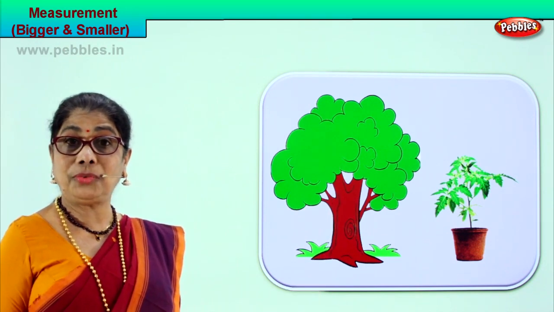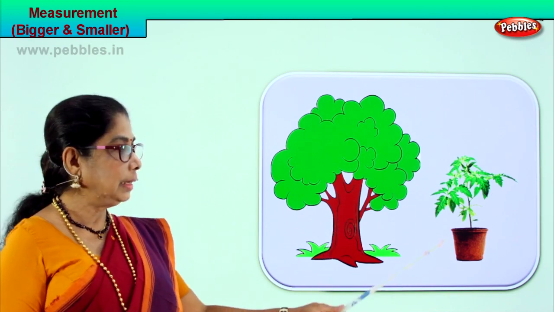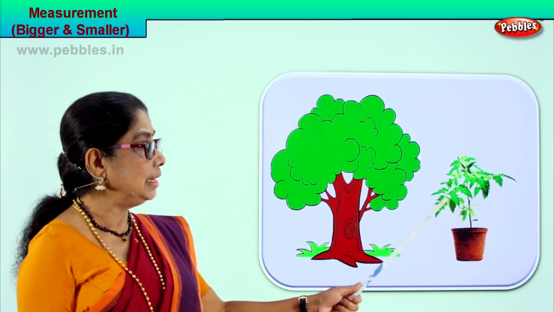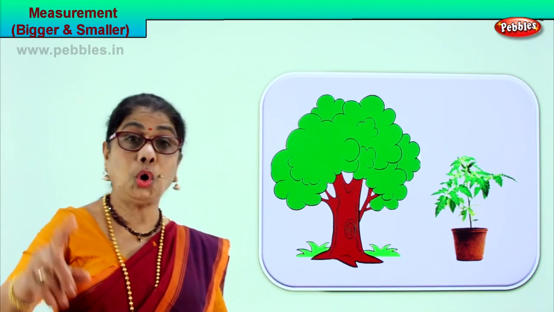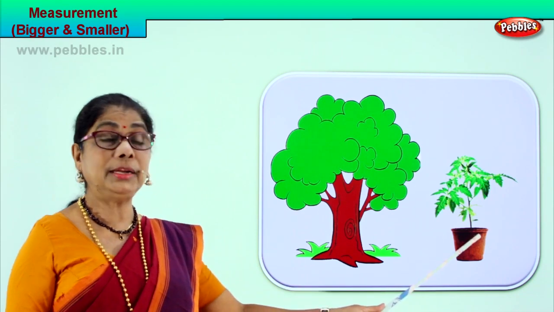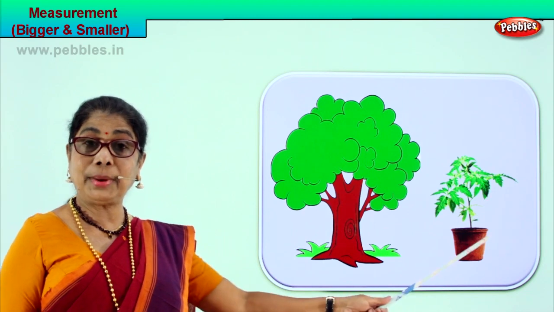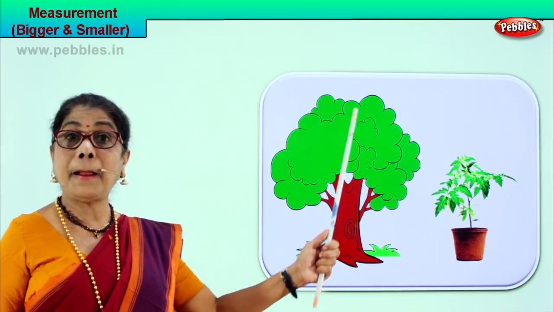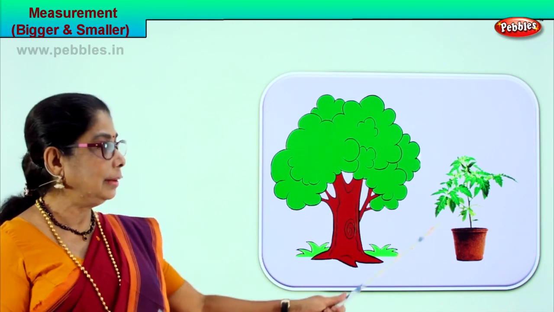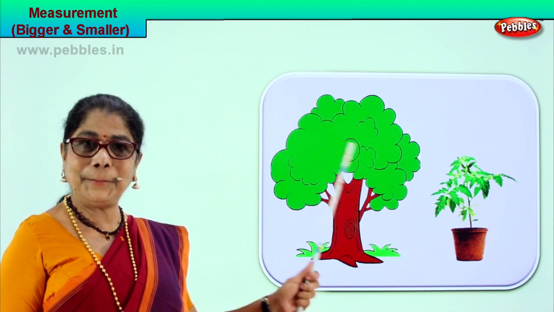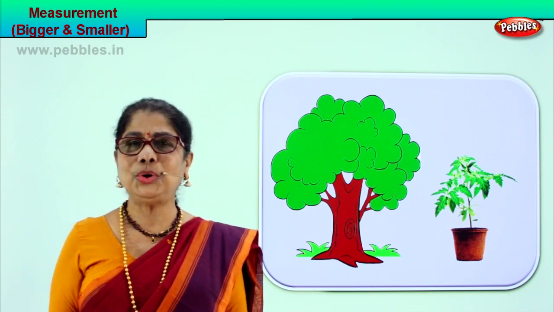This is a big tree. So we say this tree is bigger than this plant or this tree. This is the neem tree, tomato tree. This tree is bigger than this, or you say this plant is smaller than this tree. This plant is smaller than the big tree. This tree is bigger than this plant. Yes? Bigger, smaller. Good. Shall we go to another picture?